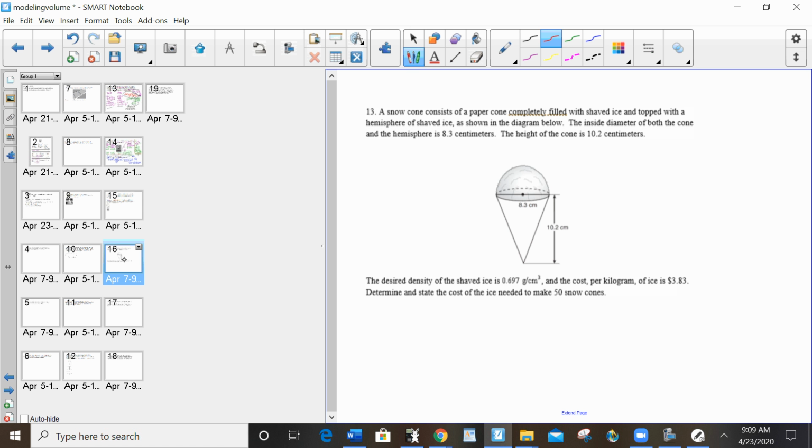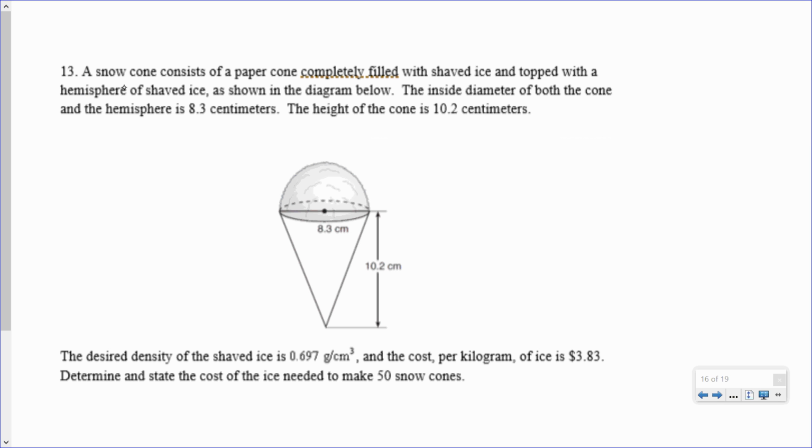So you know what? I'm going to kind of have you do this one partially on your own. So let's take a look here. A snow cone consists of a paper cone completely filled with shaved ice and topped off with a hemisphere of shaved ice. So it's telling you the shapes. It's a cone with a hemisphere on top. It's telling me the dimensions, which are already in the picture, in centimeters. Do I want centimeters? If I glance down, yes. So my units are good.